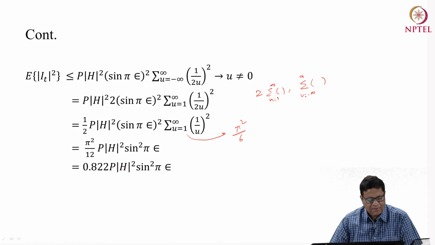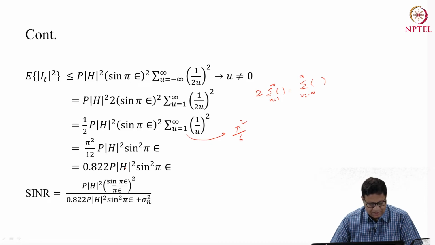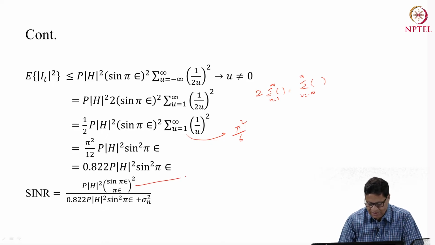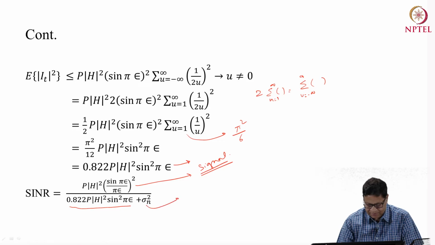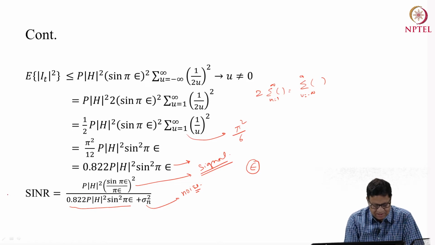So now we have calculated the value of the interference power. Now we are in a position to calculate the signal to interference noise ratio. This was the signal part which we had calculated earlier, this is the interference part which has come from this particular equation, and this is the noise part. So in the presence of frequency offset, which we defined through the parameter epsilon, the normalized frequency offset, our SNR is given by this equation.